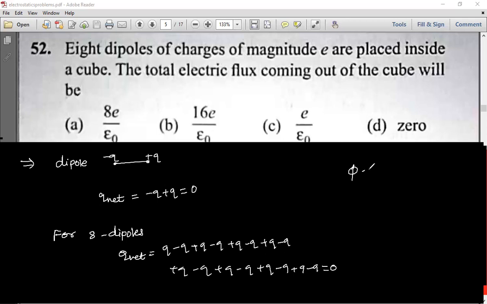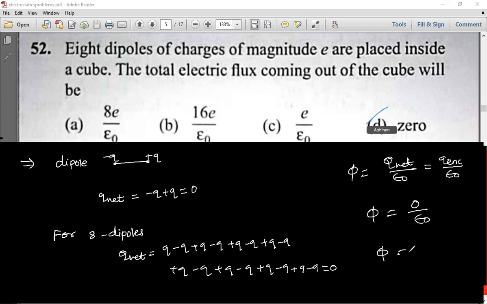So now what is the flux? The flux formula is Q net divided by epsilon naught, that is, the enclosed charge. So flux phi is equal to Q enclosed by epsilon naught, which is 0 by epsilon naught. Therefore flux phi is equal to 0. So which option should you get? Option D. This is your answer. Understood?